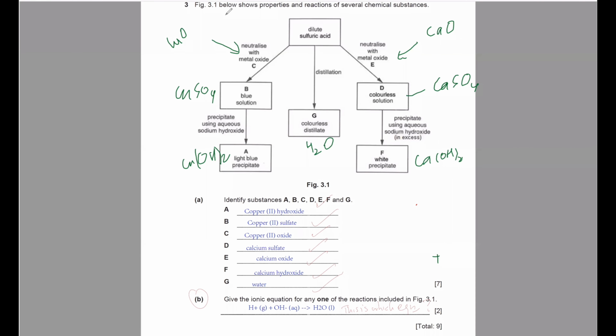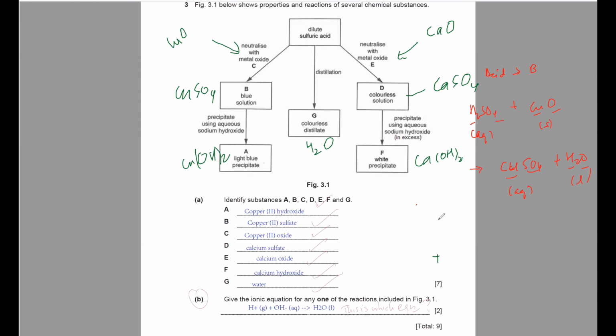Then as for the reaction for acid to B, the blue solution, what happened is you have H2SO4 plus copper oxide. So this is aqueous and this is solid. So you'll get copper sulfate plus water. Copper sulfate is aqueous, water is liquid. So you need to balance again. One oxygen, two oxygen, then copper here, sulfate here.